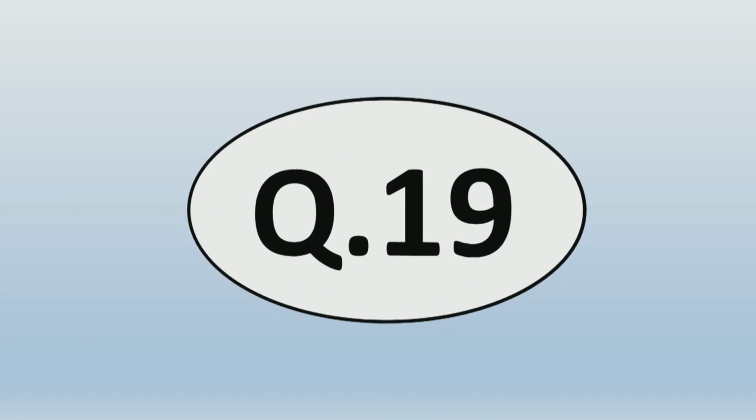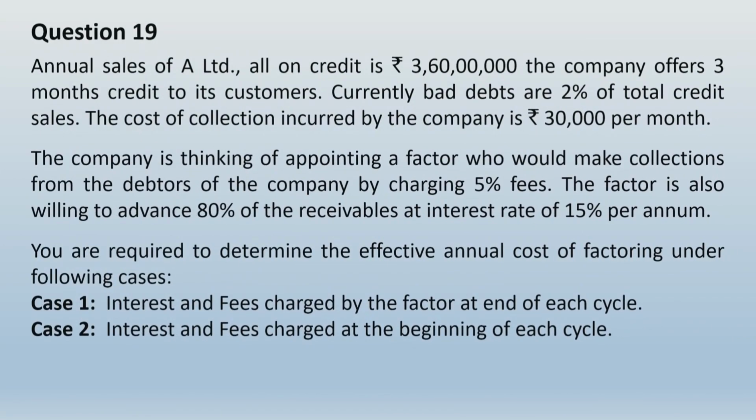Let us move ahead and take up the next question. That will be question number 19. Let us read this question first. Annual sales of A Limited, all on credit, is rupees 3 crore 60 lakhs.